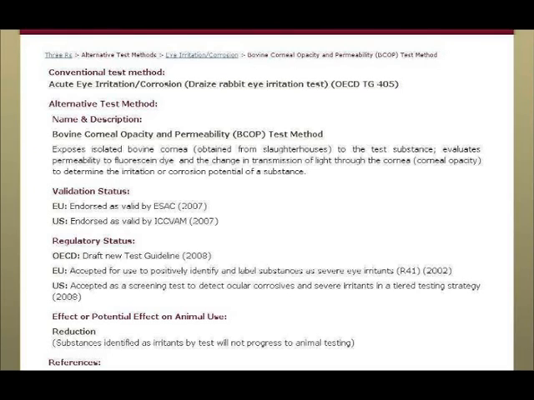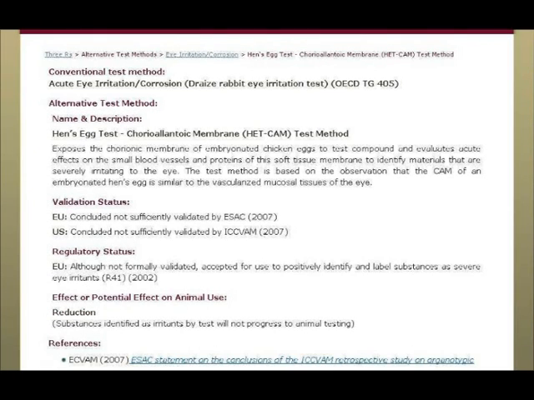I've skipped over the isolated chicken eye test method because it's exactly the same as the bovine corneal opacity and permeability test method, but with an isolated chicken eye. So now I'm going to look at the hen's egg test. The description of the hen's egg test is as follows. Exposes the chorionic membrane of embryonated chicken eggs to test compound and evaluates acute effects on the small blood vessels and proteins of this soft tissue membrane to identify materials that are severely irritating to the eye.